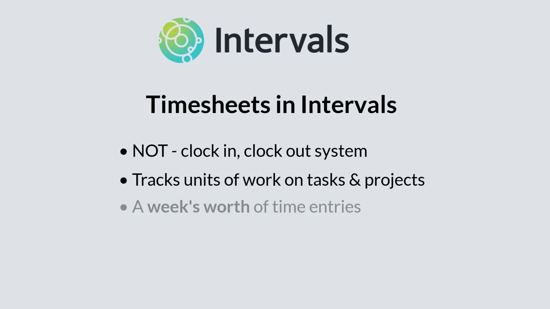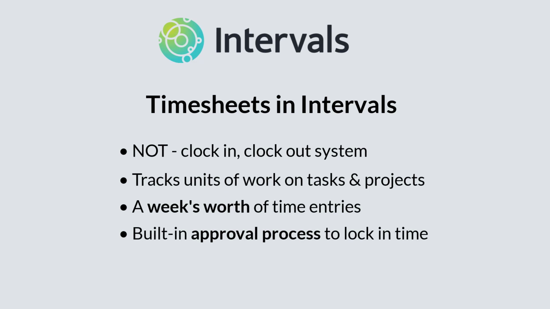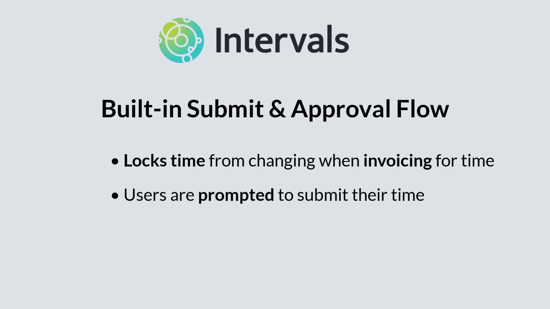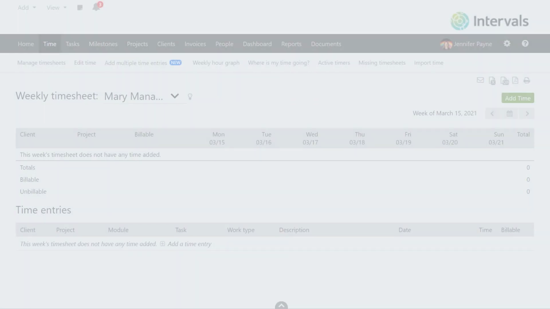A timesheet in Intervals is a week's worth of work and includes a simple built-in submitting and approval process. The Intervals approval process allows time to be locked down to prevent time being changed after reports are shared with clients or if you invoice them. Users are prompted to submit their time on a weekly basis, and administrator-level users approve submitted timesheets.